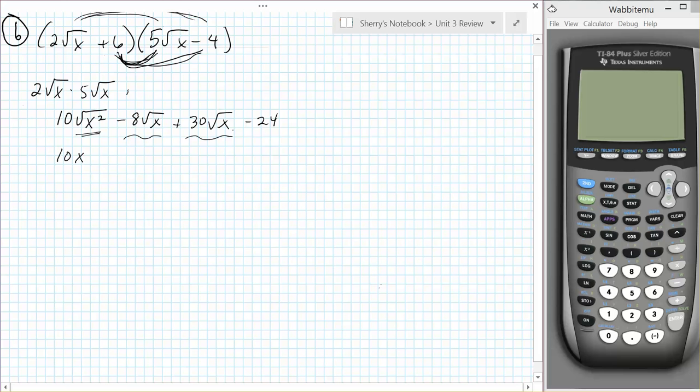Next, we have a pair of radical x's. Since they both have a square root with the same exact thing inside, we can put them together by just adding what's in front of them. Negative 8 plus 30 is a positive 22, and so those two center terms will combine to give me a 22 radical x. The minus 24 doesn't have anything else it can combine with, so it just comes along for the ride, and that would be my simplified final answer, 10x plus 22 square root of x minus 24.